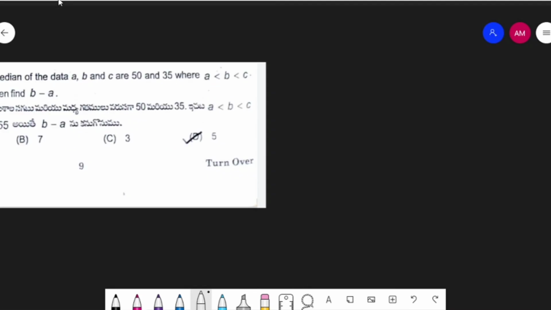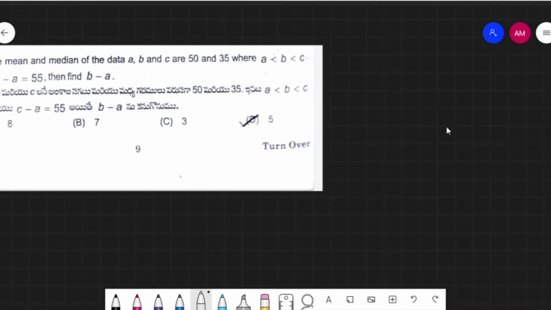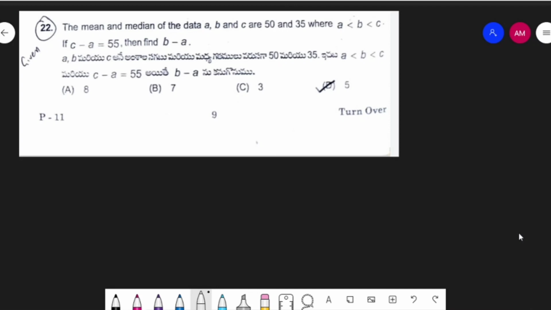Let us move to the 22nd problem. This is also a very interesting one. 22nd problem solution. The mean and median of the data A, B, C are 50 and 35 where A is less than B is less than C. This plays a very important role in this problem. A is less than B is less than C. That means the ascending order of this data is A comma B comma C.